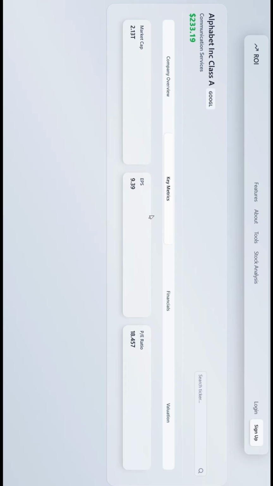I'm planning on adding some key metrics that might make it much easier to analyze a stock. So if you have any recommendations, please send them my way. I would appreciate it. Thank you. And all right, so let's move on to the valuation.